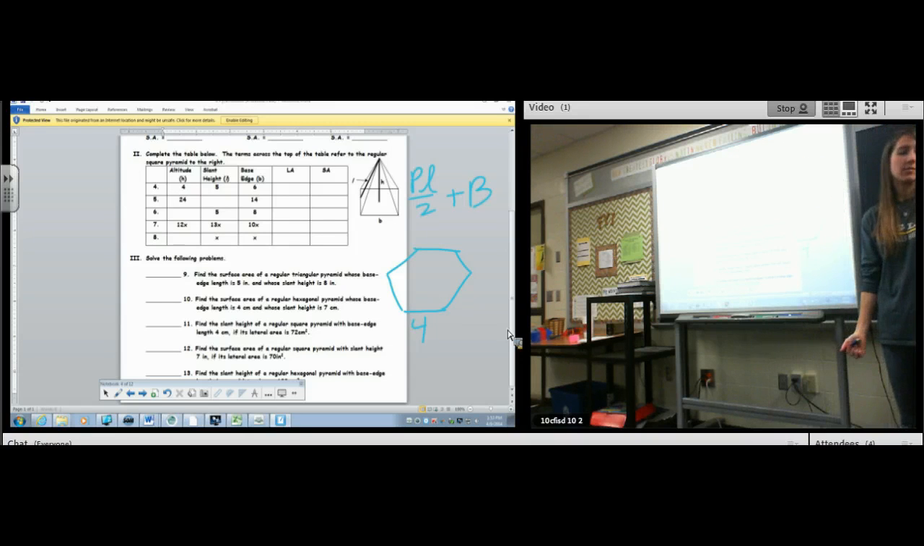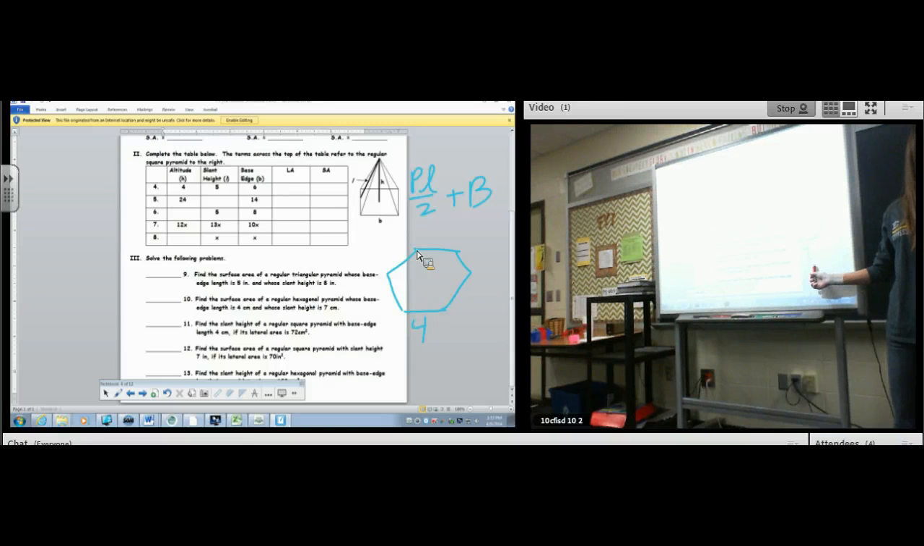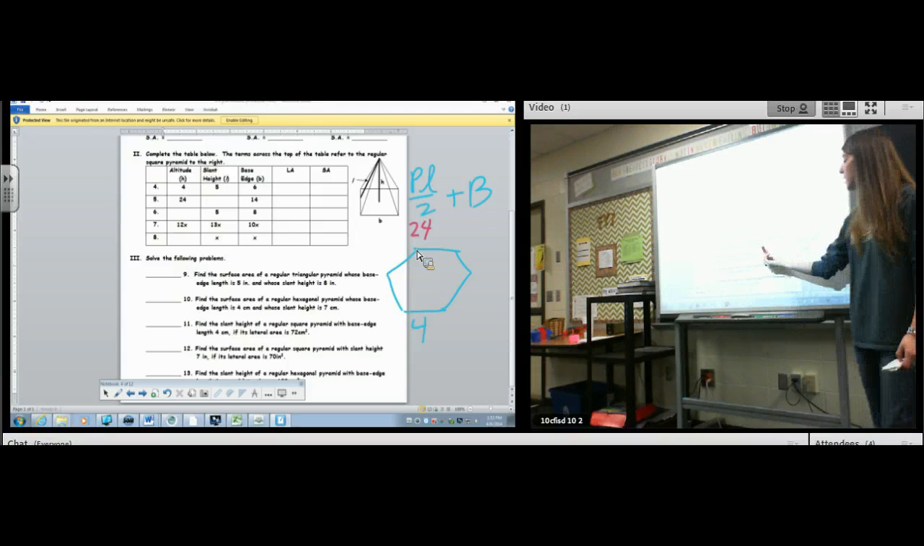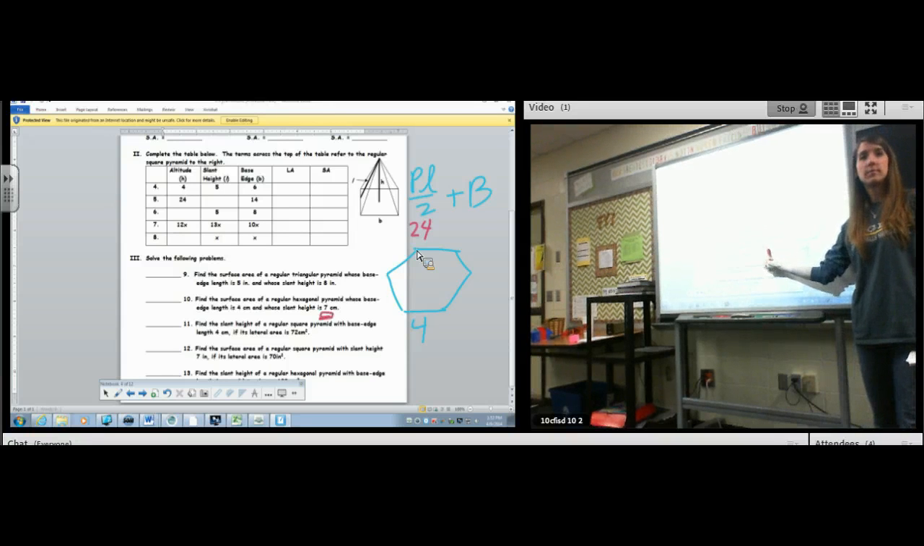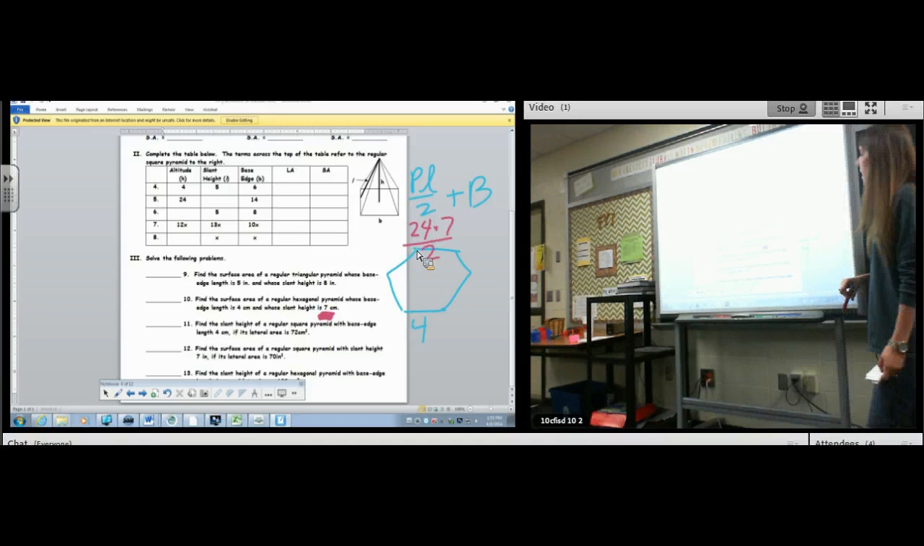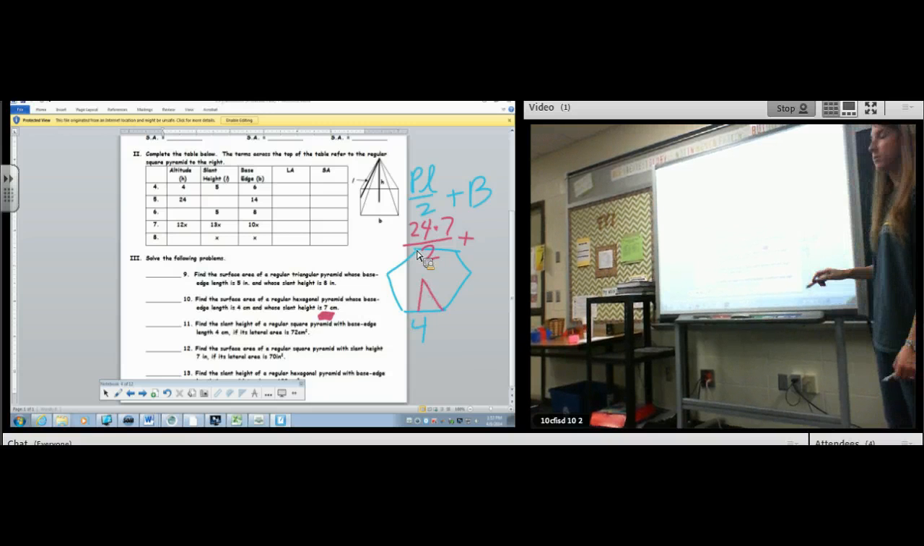P is easy. Sounds kind of weird when I say it. Taylor, what is the perimeter of that? 24. 24. So instead of P, I'm going to put 24. We were given L. 7. So that part's done. Now we just need to find capital B. This one's prettier because there's no decimals. Woohoo!